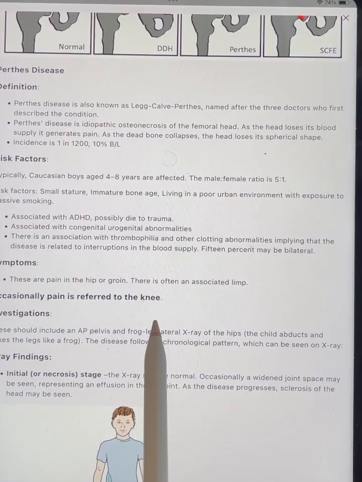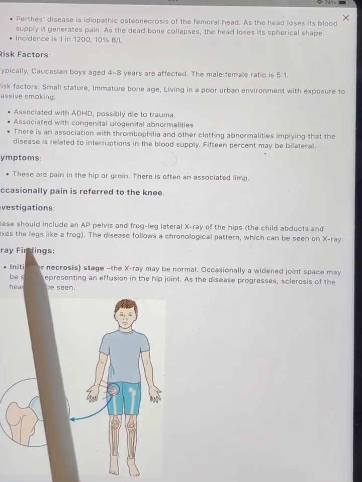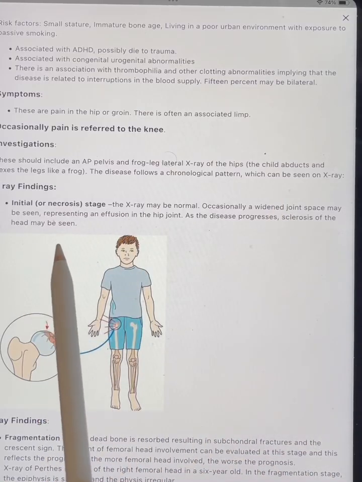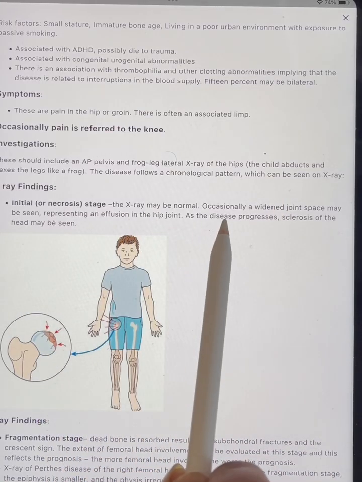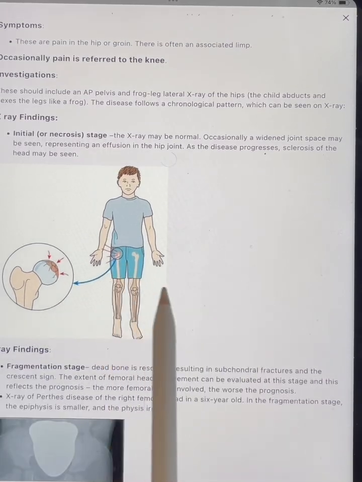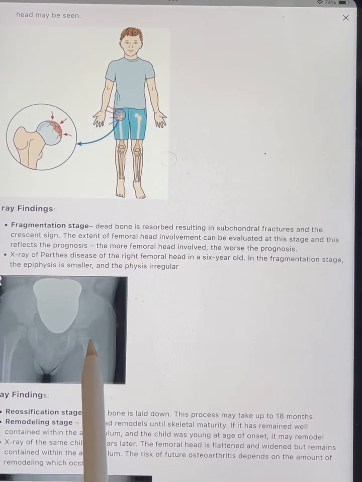There is pain in the hip and groin, occasionally pain referred to the knee. An AP pelvis, frog and lateral views are taken. Initially, with necrosis, the X-ray may be normal, occasionally with a widened joint space that may represent a joint effusion. So this is the finding. You can see this is one, this is another.